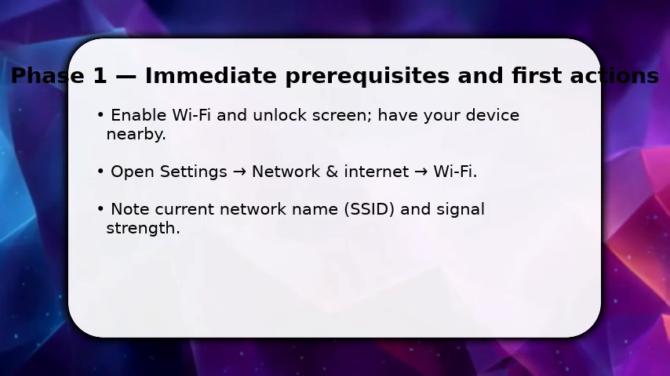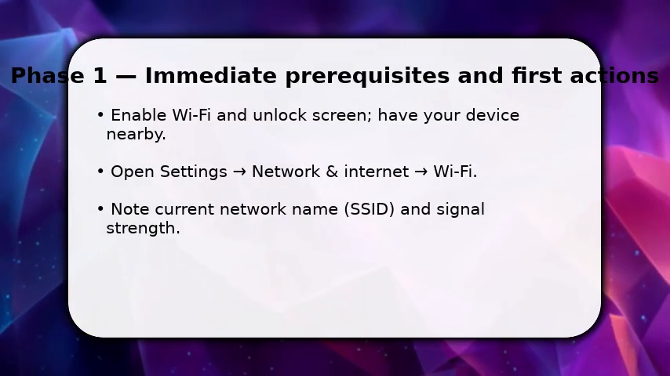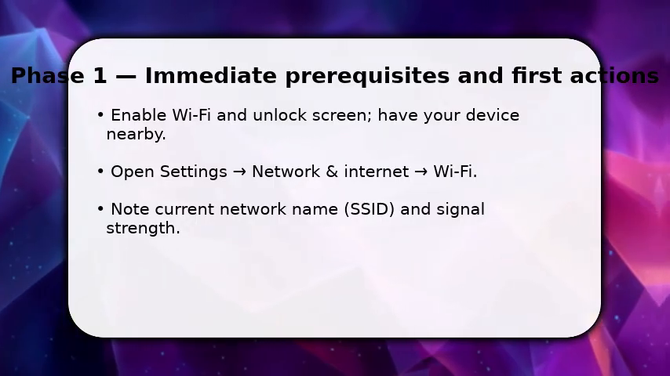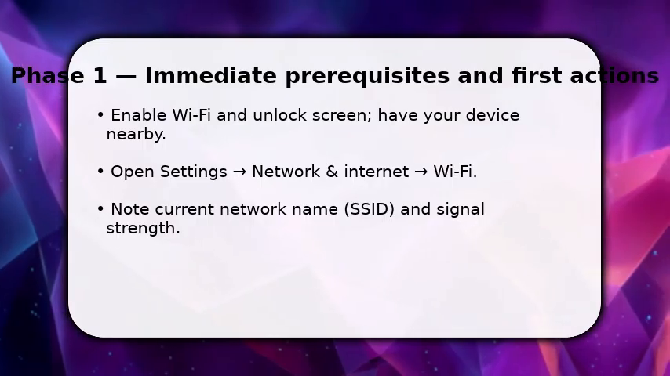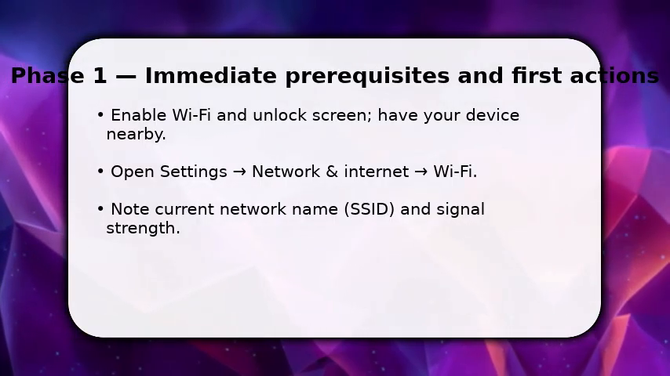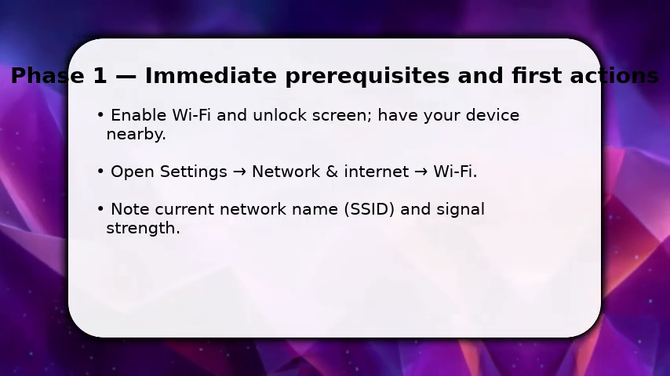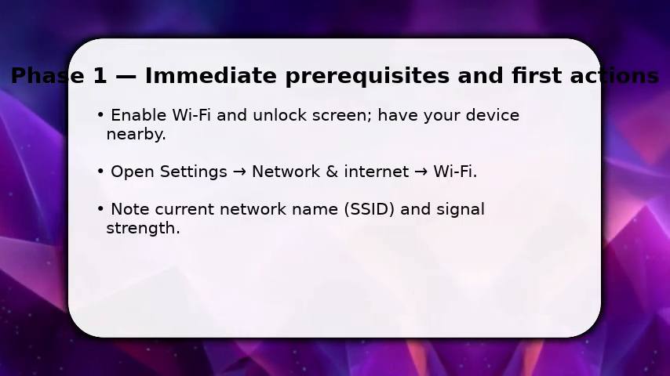Enjoy the video. You start by preparing your device and opening Wi-Fi settings. This avoids wasted steps. Make sure Wi-Fi is toggled on and the phone is unlocked so you can change options immediately. Once in Settings > Network and Internet > Wi-Fi, identify the network you use most often. Note its SSID and signal level.